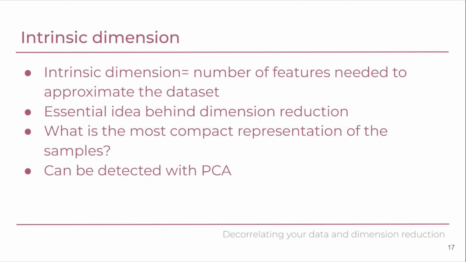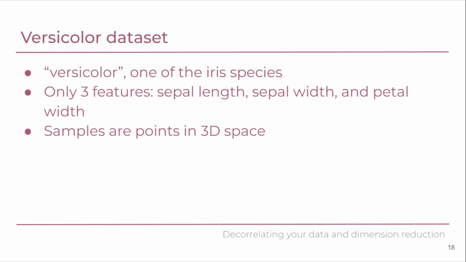In this video, you'll gain a solid understanding of the intrinsic dimension, and be able to use PCA to identify it in real-world datasets that have thousands of features. To better illustrate the intrinsic dimension, let's consider an example dataset containing only some of the samples from the iris dataset. Specifically, let's take 3 measurements from the iris versicolor samples: sepal length, sepal width, and petal width. So each sample is represented as a point in 3-dimensional space.